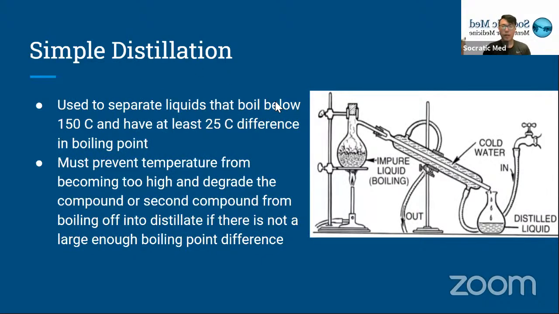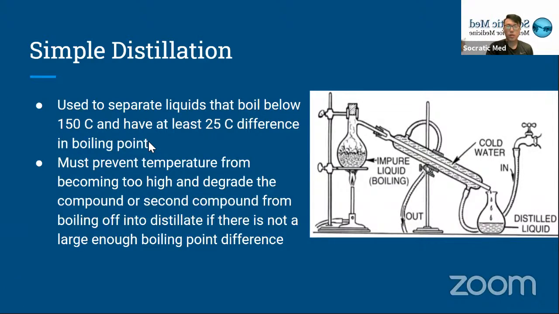So that first method I explained was known as distillation. There are a few different distillation techniques. Simple distillation, basically that technique I mentioned, is used to separate liquids that boil below 150 degrees Celsius and have at least a 25 degrees Celsius difference between the boiling points. So you use this when you want to boil liquids that have a boiling point below 150 degrees Celsius, and there's at least a 25 degrees Celsius difference between the boiling points of the liquids.